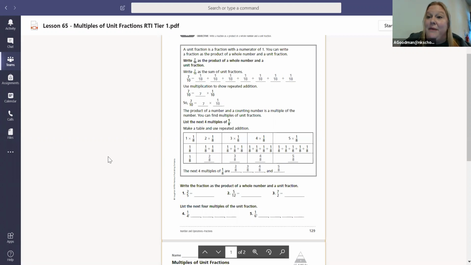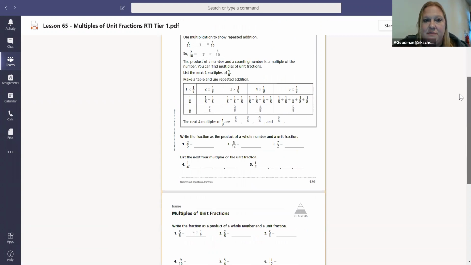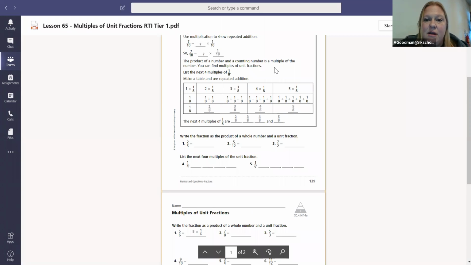Another way, when we have repeated addition, remember that another way to write repeated addition is to use multiplication, right? So instead of saying 1/10 plus 1/10 plus 1/10, 7 times, we can say 7 times 1/10, right? So 7 tenths is the same as 7 times 1/10. So this is the beginning of multiplying fractions. The product of a number and a counting number, 1, 2, 3, 4, 5, 6, 7, 8, a whole number, is a multiple of the number.